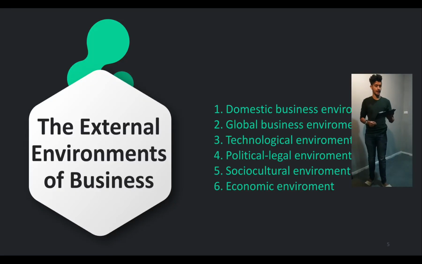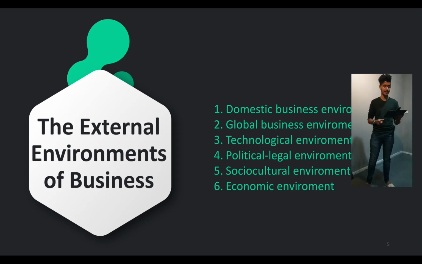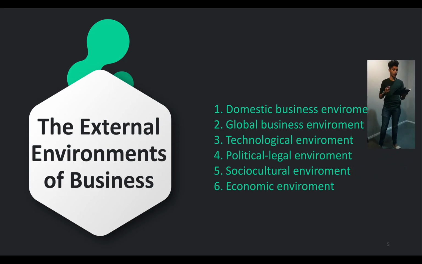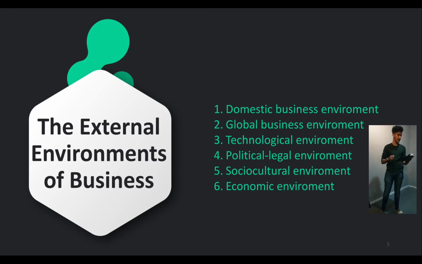The next one is the external environment of business. The external environment of business contains 6 parts. The first one is the domestic business environment. The second one is the global business environment. The third one is the technological environment. The fourth one is the political-legal environment. The fifth one is the socio-cultural environment. And the last one is the economic environment.